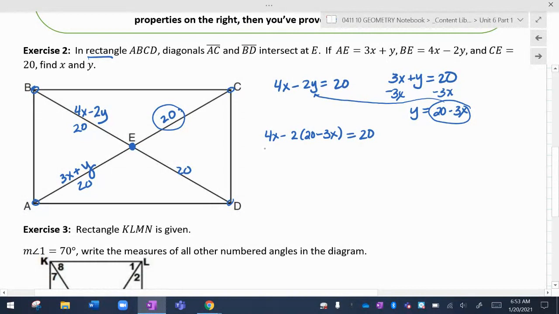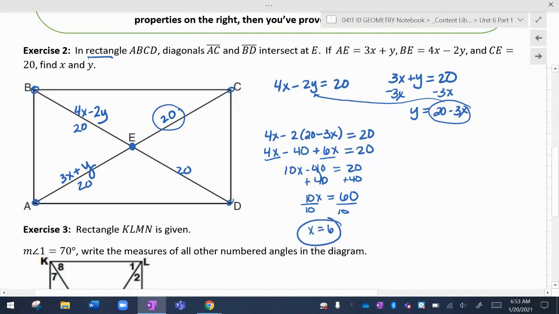And now I'm just going to do some arithmetic here. So I have 4x minus 40 plus 6x. 4x and 6x is 10x. Add 40 to both sides. I'm just solving for x here. And after all that work, I'd get x equals 6. Okay, cool. Well, if x equals 6, I still need y. So I'm going to bring that 6 over to here. And y equals 20 minus 3 times 6, which is 3 times 6 is 18. 20 minus 18 is 2. So y is 2.